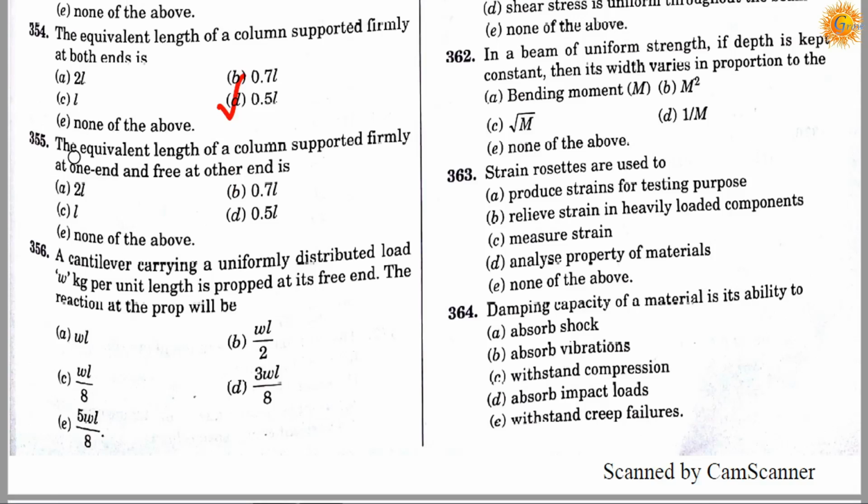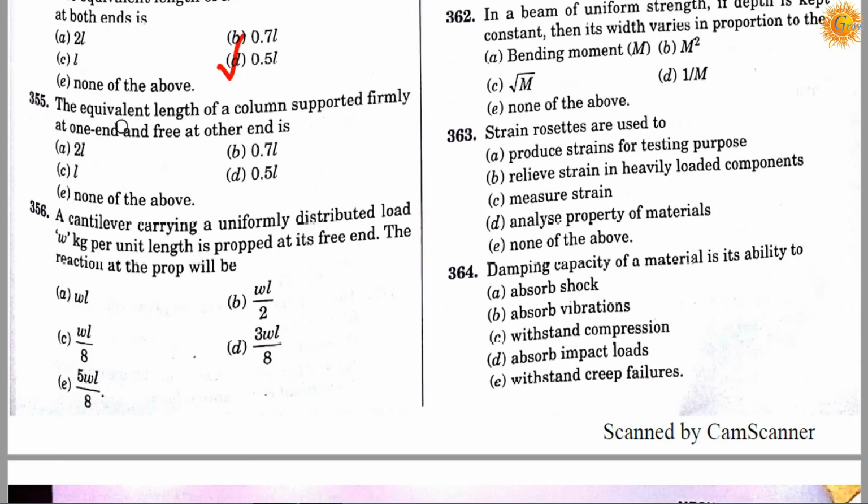Question number 355. The equivalent length of a column supported firmly at one end and free at the other end is option A is 2L, option B is 0.7L, option C is L, option D is 0.5L, option E is none of the above. Correct answer is A, it will be 2L.